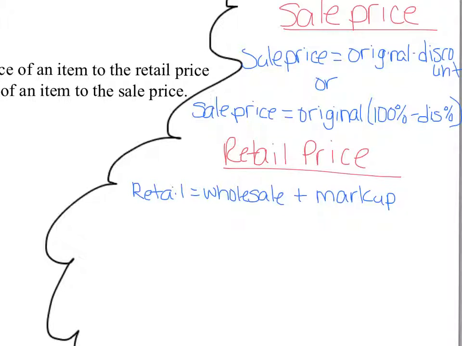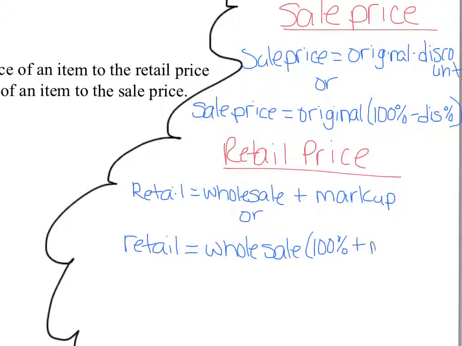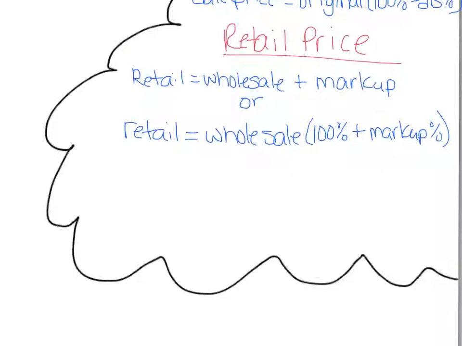Okay, now similarly, we also have a one-step formula that we can use, which is very similar to the one above, except this time you're going to take the wholesale price times 100% plus the markup percent. Okay, and then just two other ones.